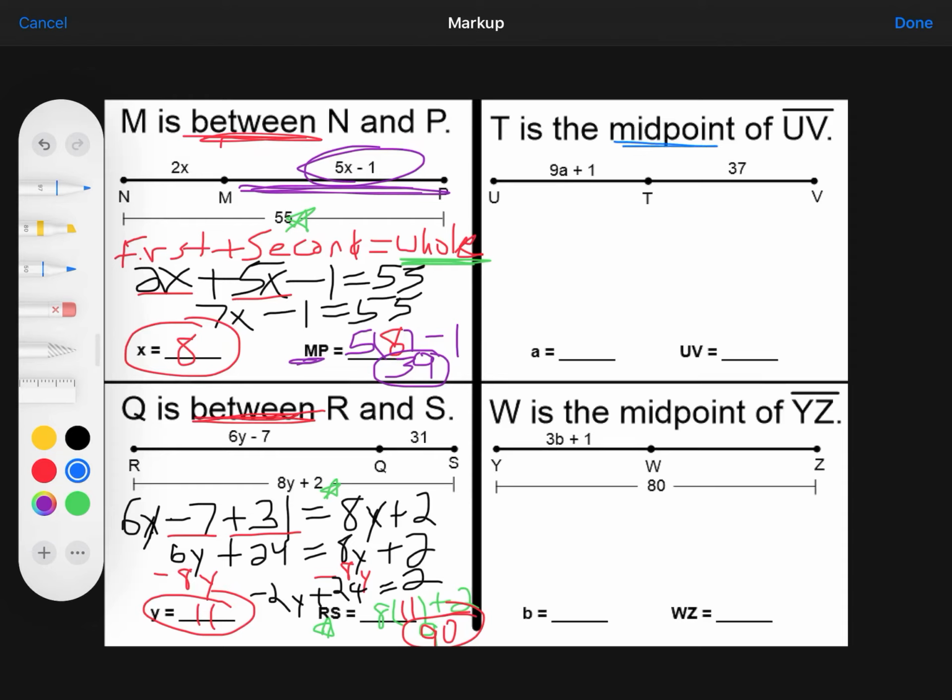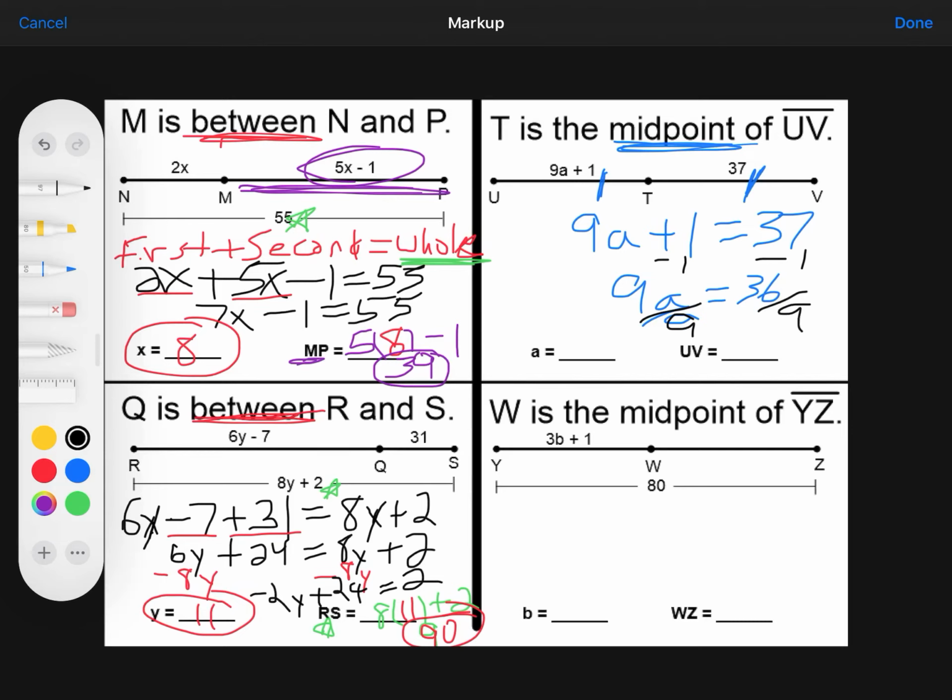Easier. Midpoint. Midpoint means the first part of the picture equals the second part of the picture. Easier algebra. First part of the picture equals the second part of the picture. No real math to do. Couple algebra steps that are really easy. 9a equals 36. Divide by 9, divide by 9. You get a equals 4.